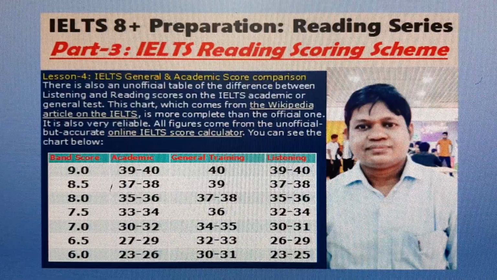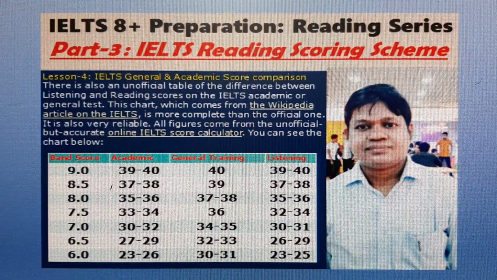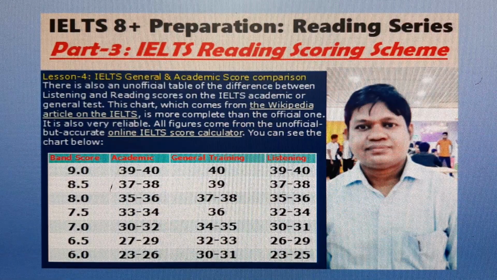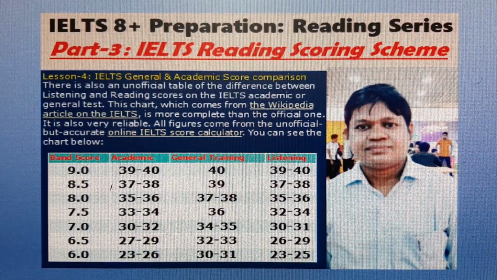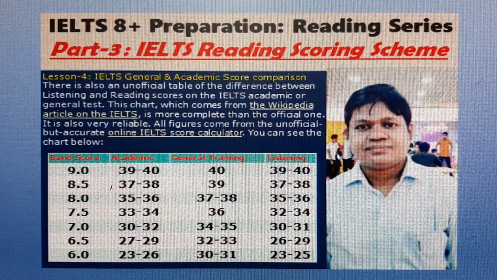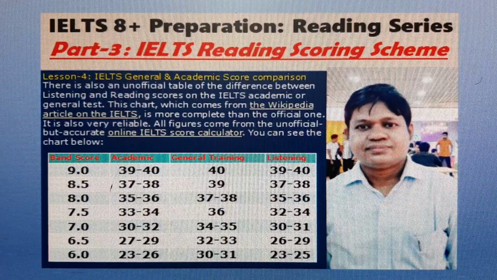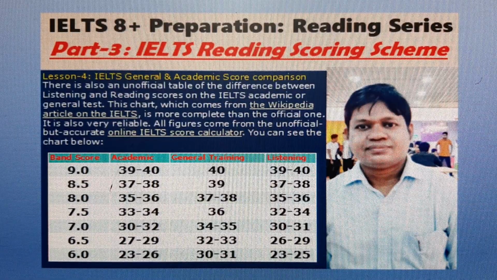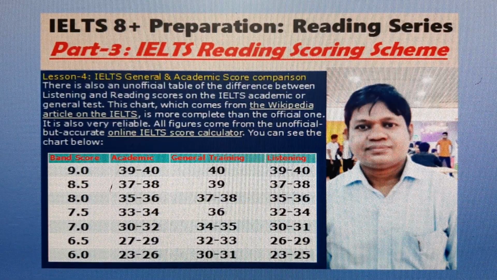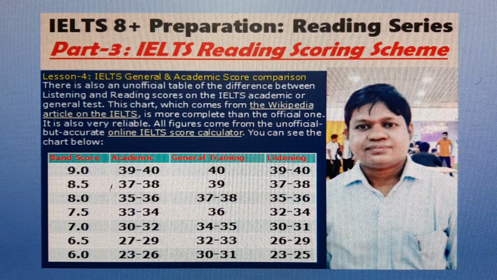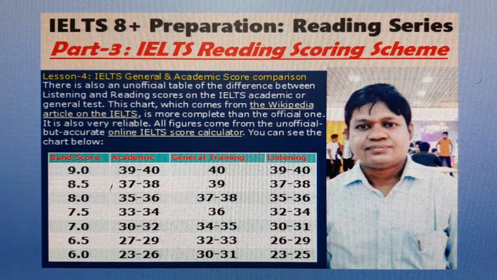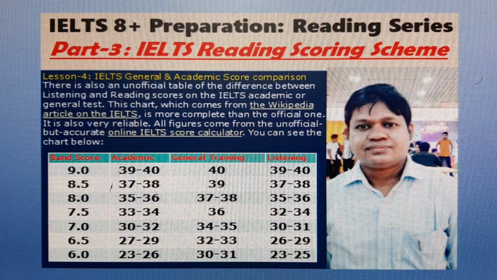Band score 6.5. Academic reading raw score 27 to 29, general training reading raw score 32 to 33, and listening raw score 26 to 29. Band score 6.0. IELTS academic reading raw score 23 to 26, general training raw score 30 to 31, and listening raw score 23 to 25. Band score 5.5.